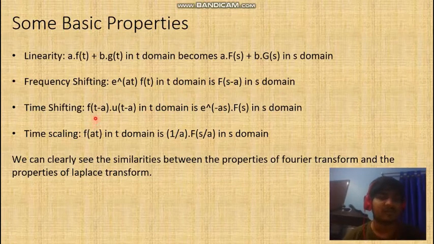Time shifting: f(t − a)·u(t − a) in the t domain becomes e^(−as)·F(s) in the s domain. Here a has to be a real number. And finally, time scaling: f(at) in the t domain becomes (1/a)·F(s/a) in the s domain. Here a has to be a real number. You might see the similarities between the properties of the Laplace transformation and the properties of the Fourier transformation.